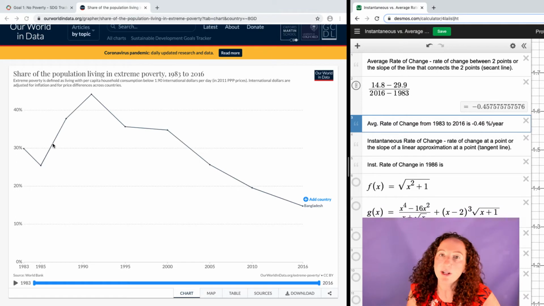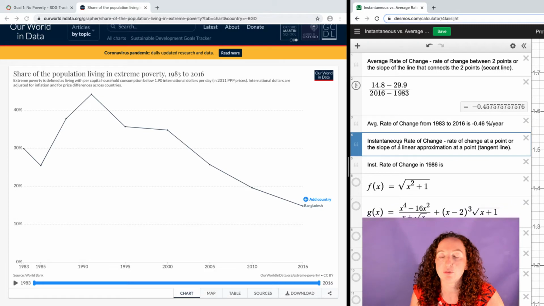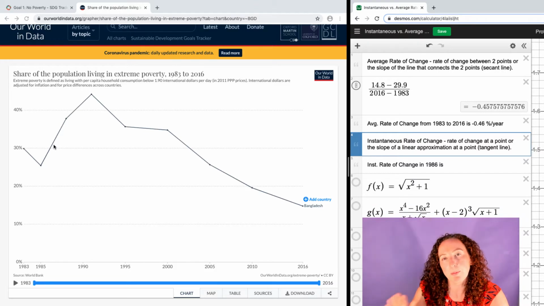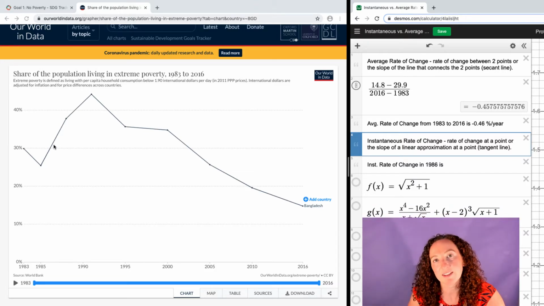Now suppose I wanted to know, how was the share of the population living in extreme poverty changing in 1986? In this example, I'm looking for an instantaneous rate of change, which is a rate of change at a point. What does that mean? Basically means, what is the slope of a line that linearly approximates the curve at a point? Put another way, a tangent line. This will make more sense when we look at equations and graphs.